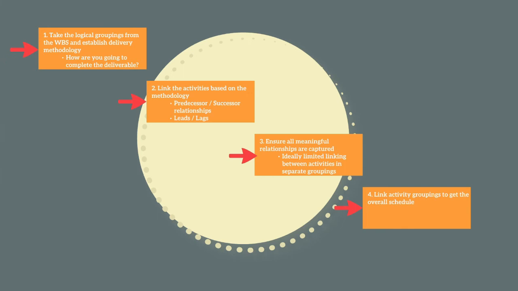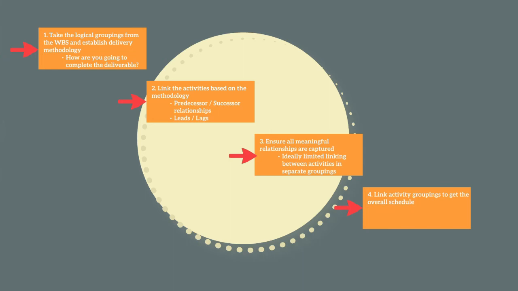Next, for each activity, link it to the successor and the predecessor based on the logical relationship to capture the methodology and all the leads and lags. You need to do this for the lower levels first and complete it for each logical grouping from the work breakdown structure. Review this first cut at the network schedule, ensuring all the meaningful relationships have been captured and the network schedule reflects the actual construction methodology. Review this with each delivery team and complete it for each subcategory. Finally, link each of the subcategories to get the overall network schedule.